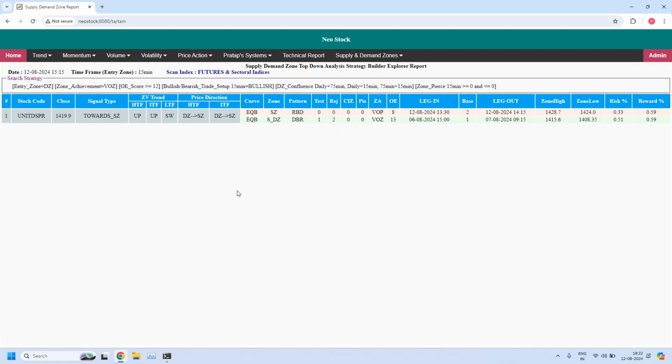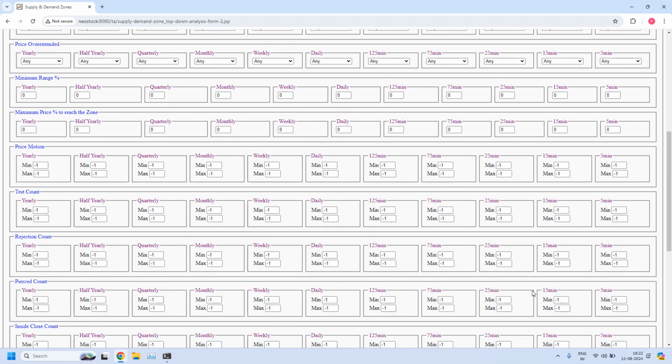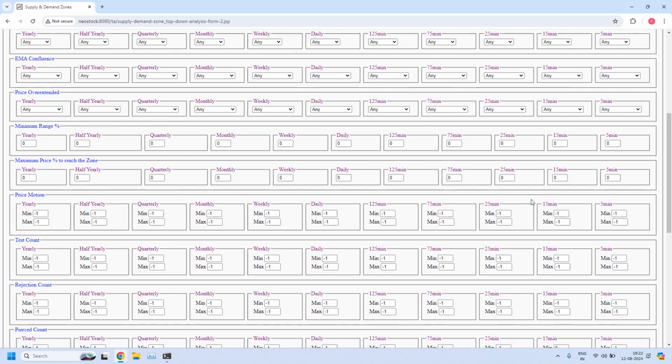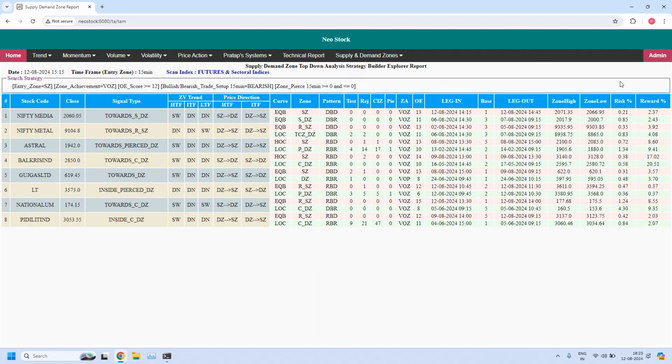Okay, the next report is a bearish trade setup for daily income trade. That is, entry time frame is 15 minutes. Entry zone should be supply zone, bearish trade setup, and also in bullish or bearish trade setup at 15 minutes time frame, I am selecting the value bearish. Now the 15 minutes supply zone should not be pierced. So in pierced count column at 15 minutes time frame, minimum value I am setting 0, maximum value 0. Zone achievement should be violated opposing zone, minimum order enhancer score 12. All the 3 filters are applied to the 15 minutes supply zone. Now 8 stocks are filtered. These 8 stocks are supporting bearish trade setup for daily income trade.